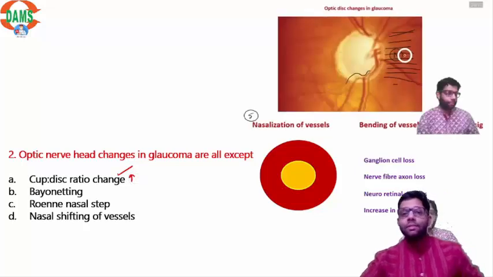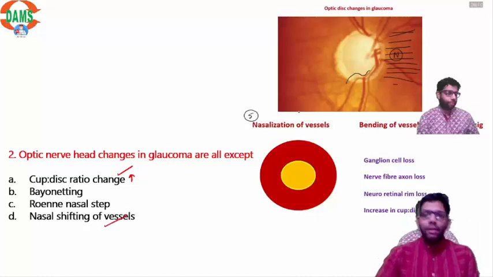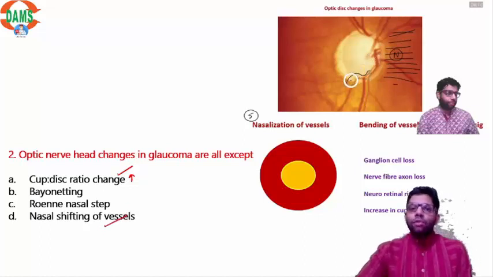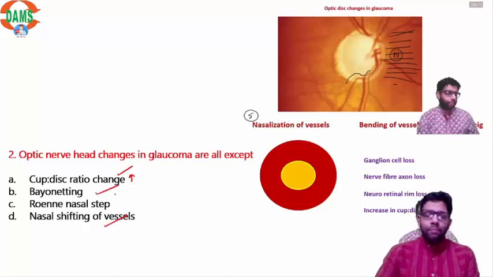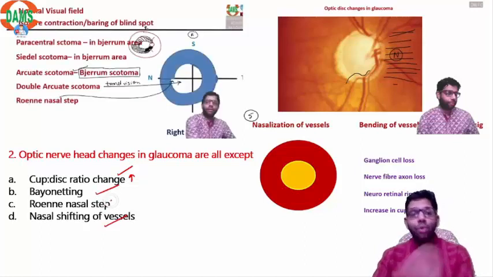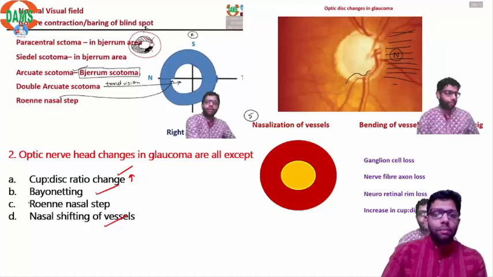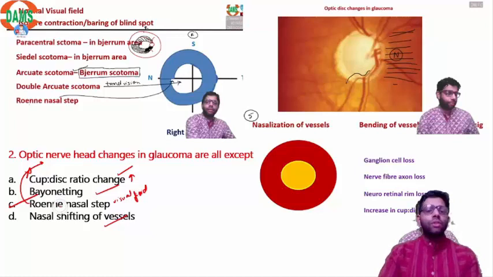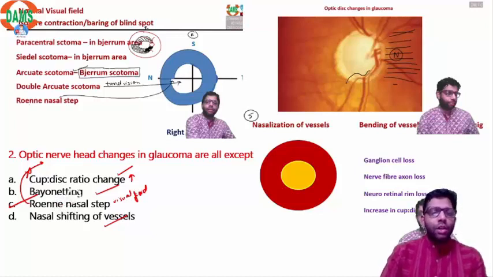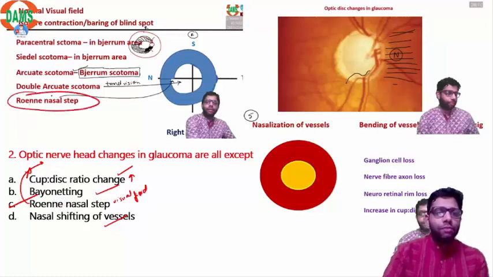Then the nasal fibers of the retina are the most resistant. The nasal ganglionic cells, nerve fibers are the most resistant. That's why the vessels are attracted towards that side. That is known as nasalization of vessels. And the vessels bend and come out of the optic cup. That is known as the bayoneting sign. Roenne's nasal step is also a change in glaucoma, but that is not an optic nerve head change. It is a visual field change. So that was the answer to this question: what is not an optic nerve head change? Roenne's nasal step is actually a visual field change of glaucoma.